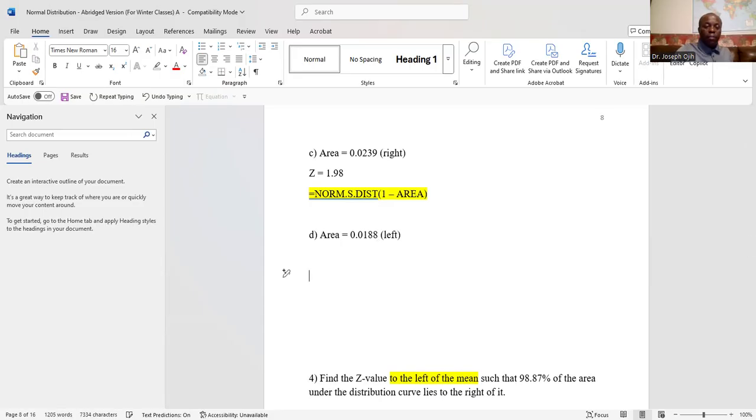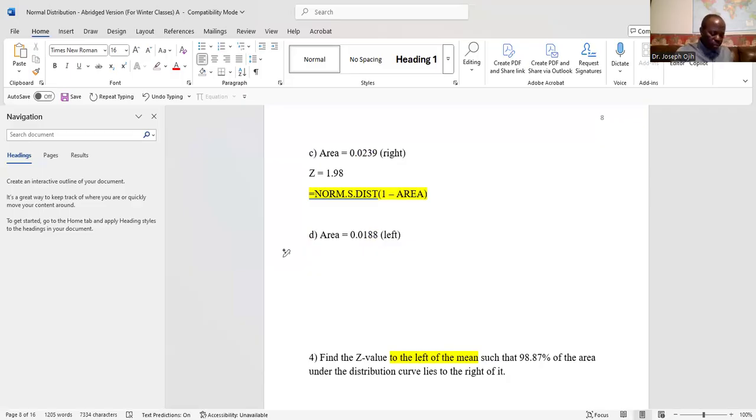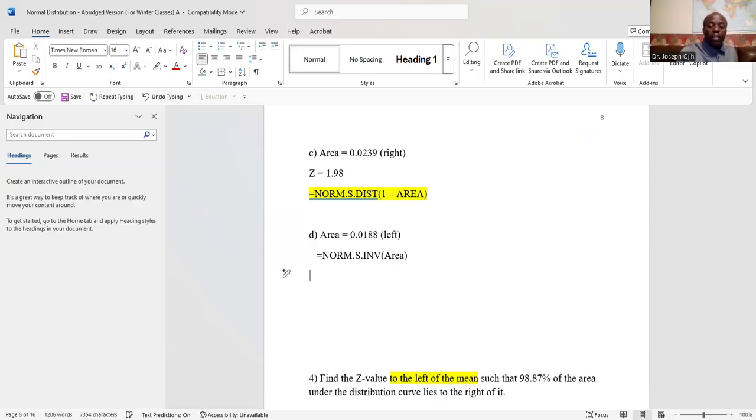Let me write this Z first of all. The formula you're going to use is called left tail: equals norm.s.inverse, then type in the area. That will give you the Z you're looking for. So in that case, our Z becomes, so I'm going to use the area.